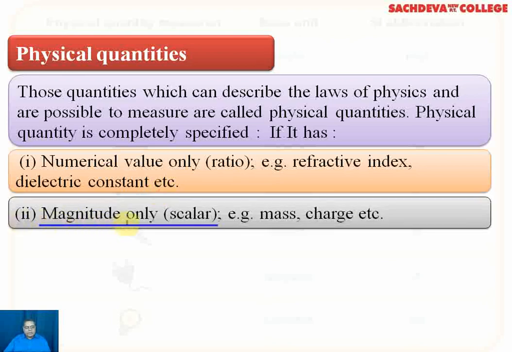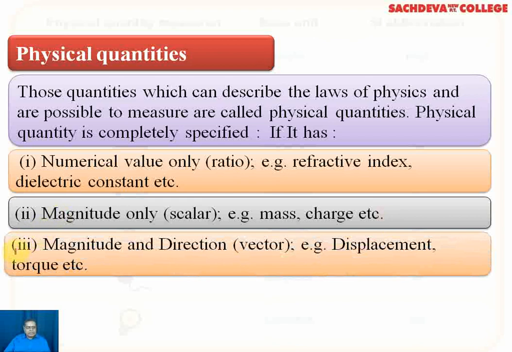Magnitude only, that is a scalar, for example, mass, charge, etc. So mass has only magnitude but no direction. Charge, that is an agent transmitting electrical lines of force, is also not having a direction. So it has only magnitude, and that's why it is a scalar.